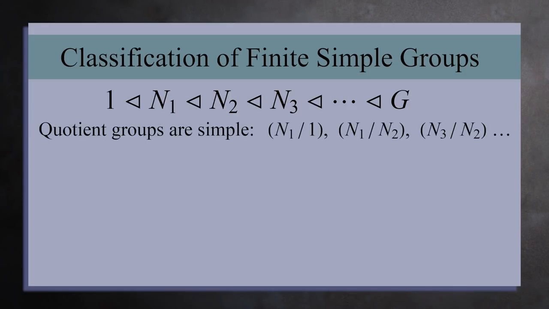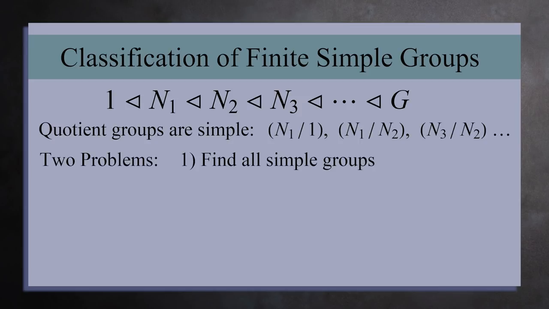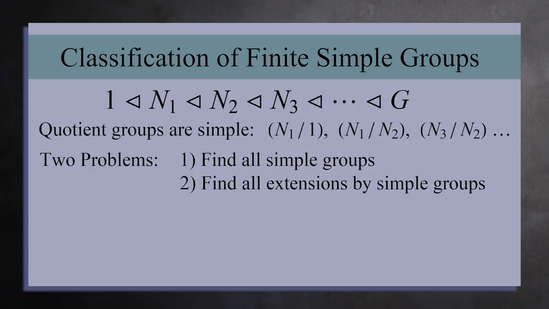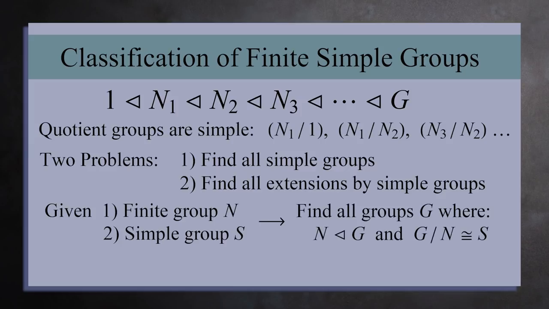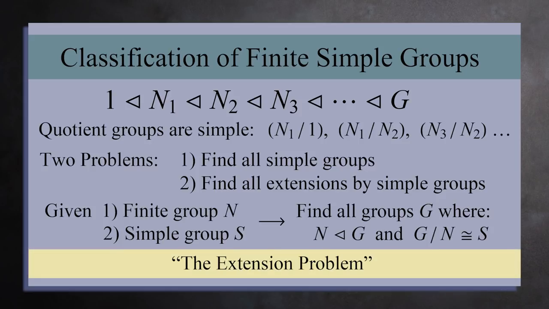This means the task of cataloging all finite groups can be split into two problems. 1. Find all the simple groups. And 2. Find all the different ways you extend one group by a simple group. That is, given a finite group N and a simple group S, find all groups G where N is a normal subgroup of G and their quotient is a simple group S. This is known as the extension problem, and mathematicians are hard at work trying to solve it. However, the first job of finding all simple groups is finished.